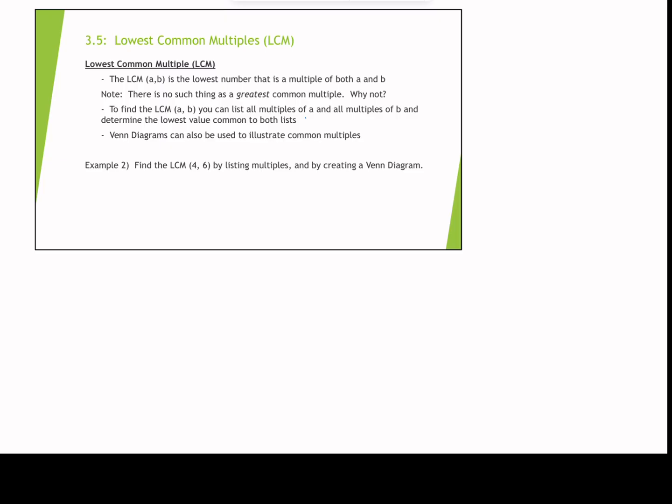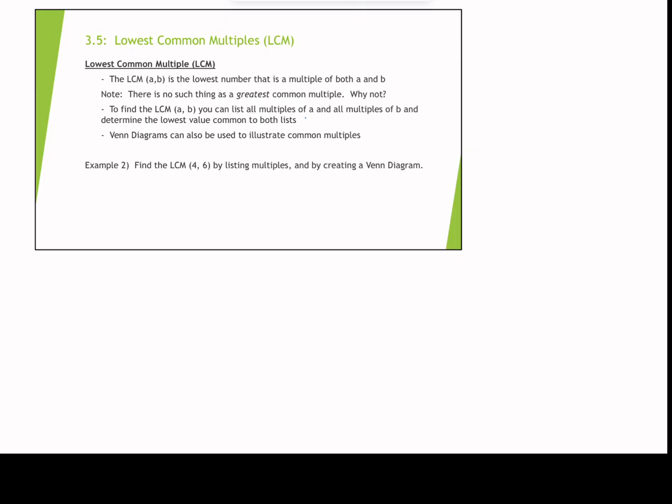So what we'd like to talk about next is something called the lowest common multiple, or the LCM. Again, this should be a fairly familiar term for you. When we talk about the least common multiple or lowest common multiple between two values A and B, really we're looking for the lowest number that is a multiple of both A and B.